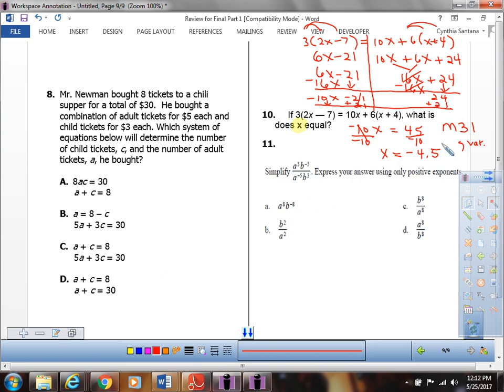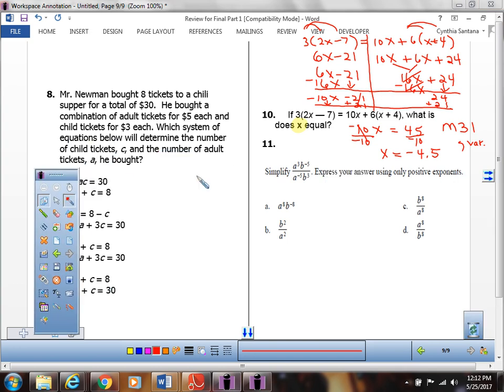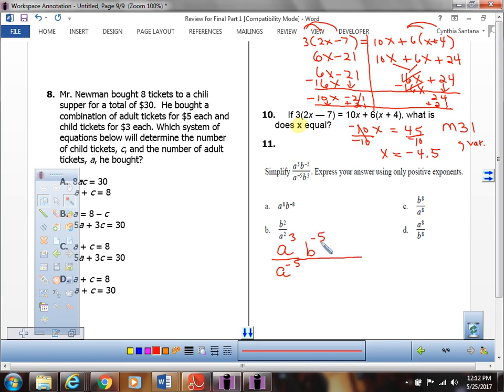Alright, number 11, there's 2 ways you could do it. One would be to work it out, but on your star review, what did we show you for this one? Yes. So what you can do is store numbers for those variables and then see what number you get, like what value you get.